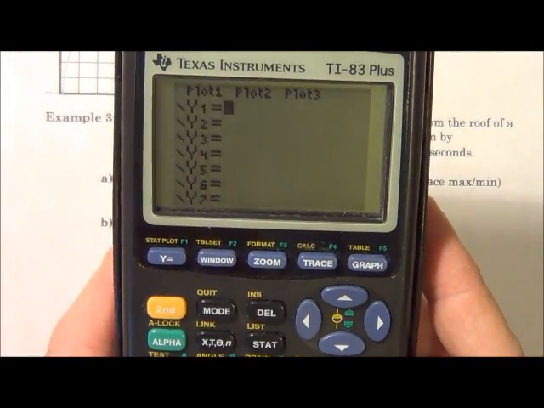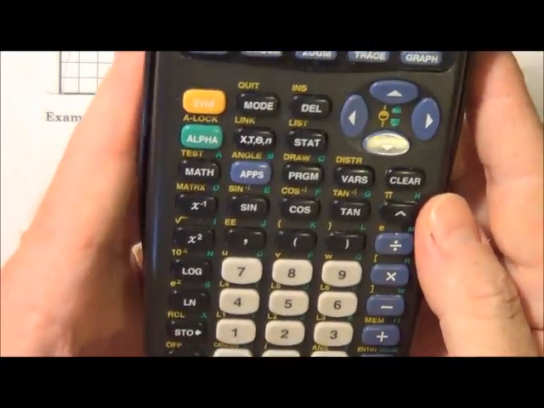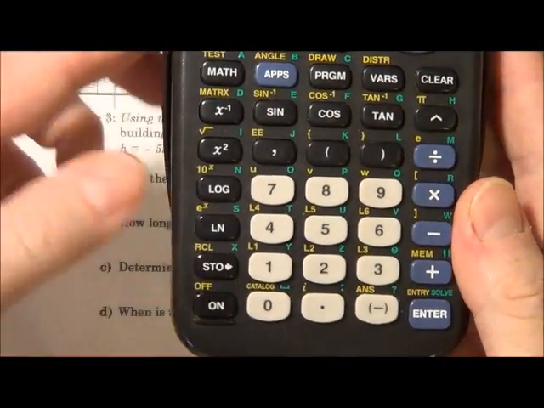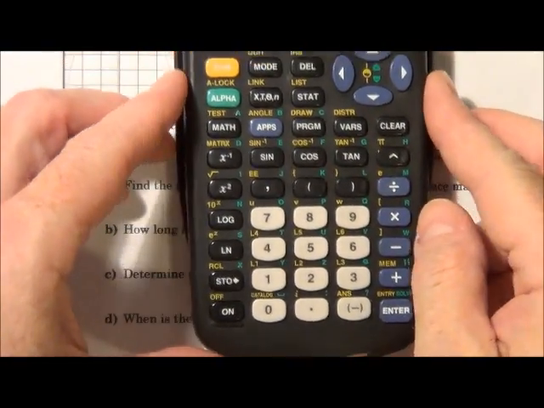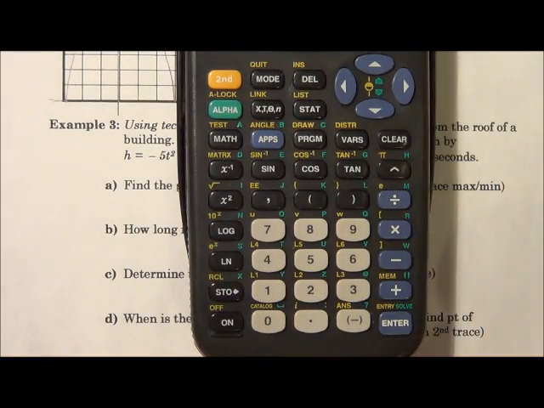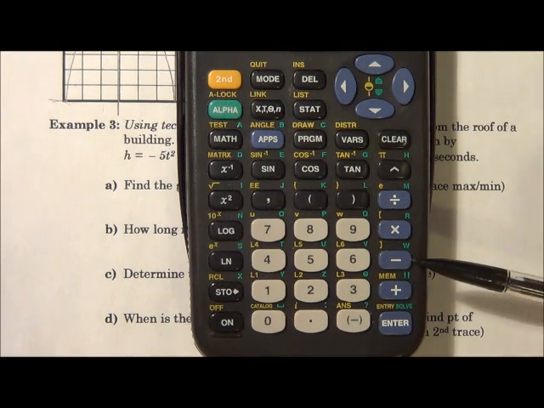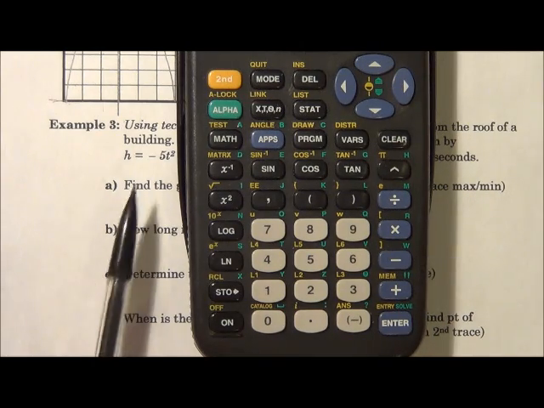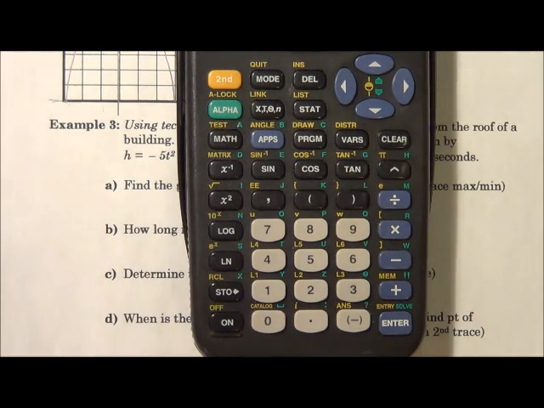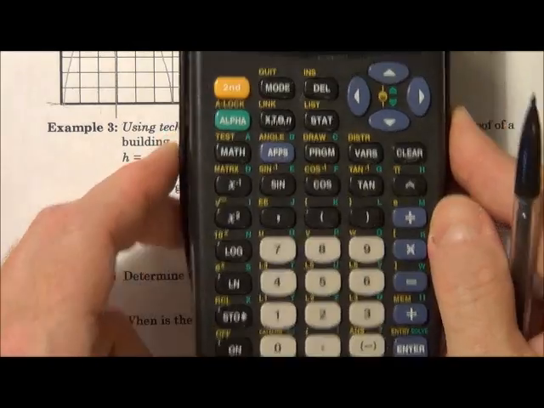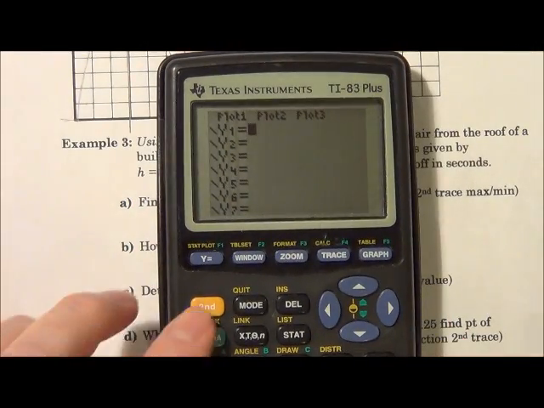Okay, so there is the calculator itself, and maybe I can just put this down here. Okay, so we want to put in negative 5t squared. Now notice that there's a negative sign here and there's a subtraction sign here. So if it's a negative sign like it is here with the negative 5t squared, make sure you press on this button. This is the negative button right here.